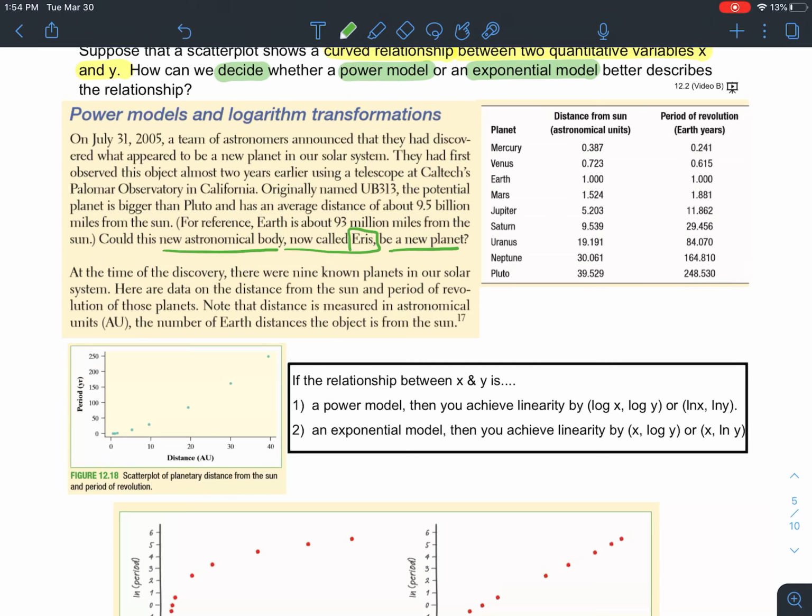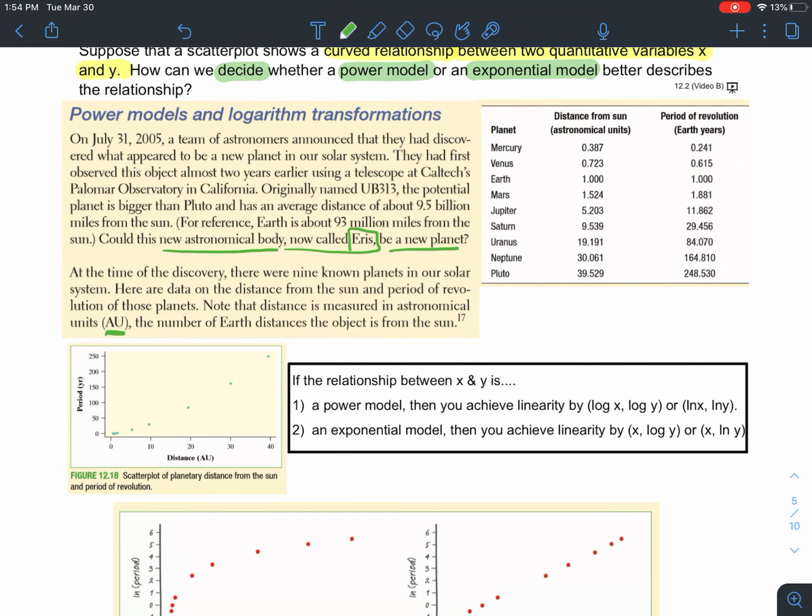be a new planet? Now, at the time of the discovery, there were 9 known planets in our solar system. Here are the data on the distance from the Sun and the period of revolution of those planets. Note that the distance is measured in astronomical units, AU, the number of Earth distances that the object is from the Sun.